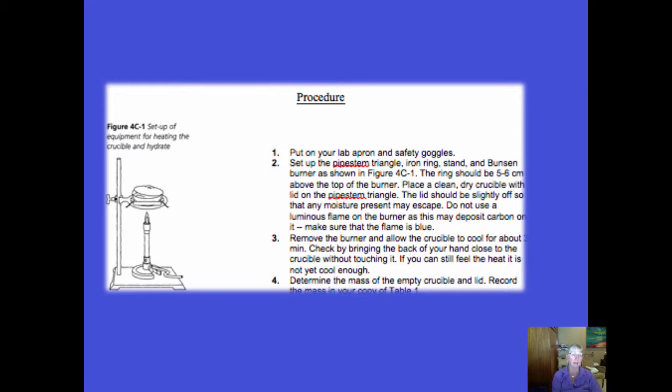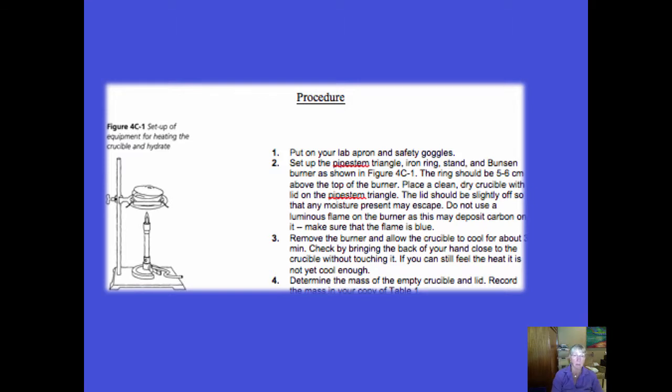In addition to that, clear all combustible material away from the Bunsen burner area. No papers, no book bags. Put your book bags on the floor under your desk. Make sure that you have closed your locker drawer. Open drawers are a tripping hazard.